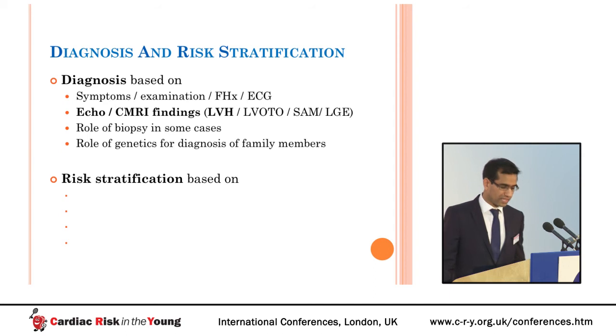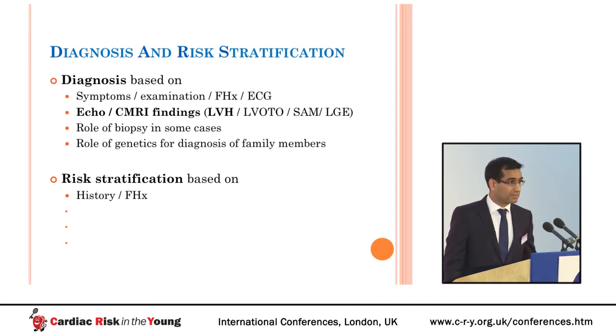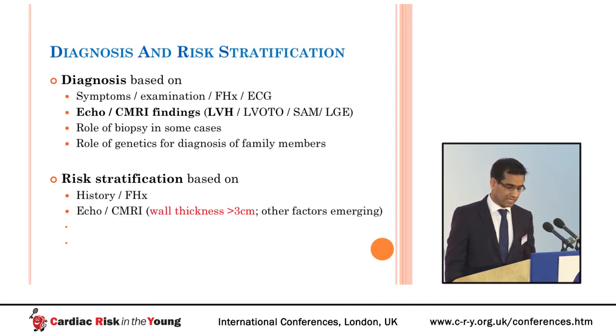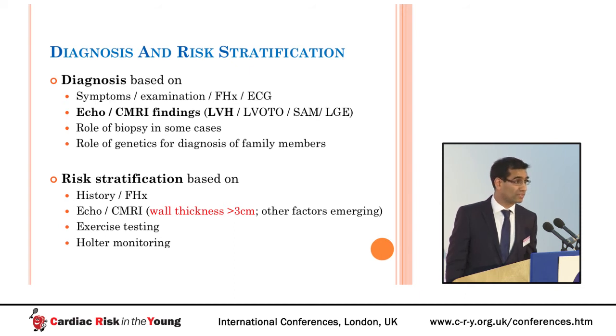Moving on to risk stratification. Now, this is not only based on family history and imaging, where a wall thickness of greater than 3 centimeters is another red flag feature. It's also based on exercise testing and Holter monitoring. And I'll go on to explain all of these things in turn now.